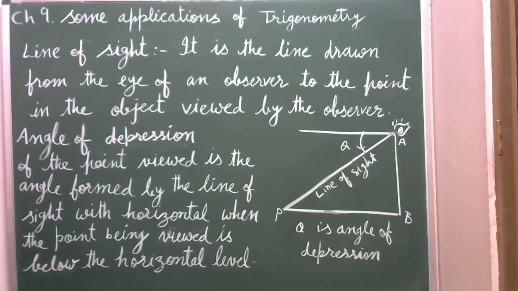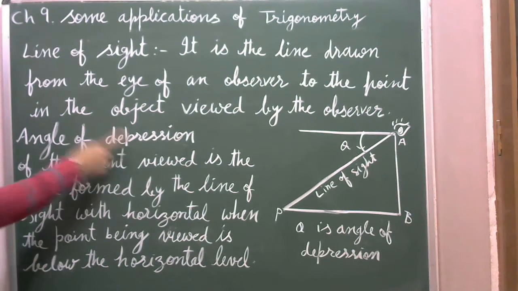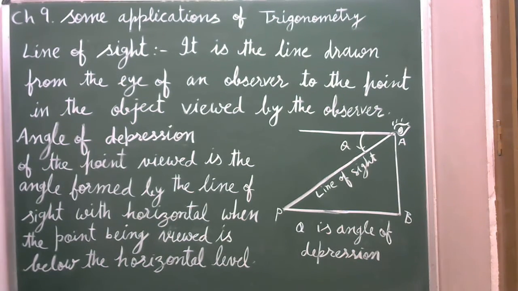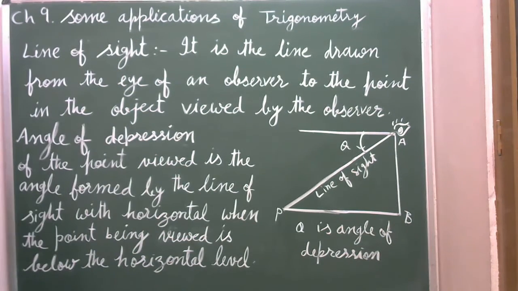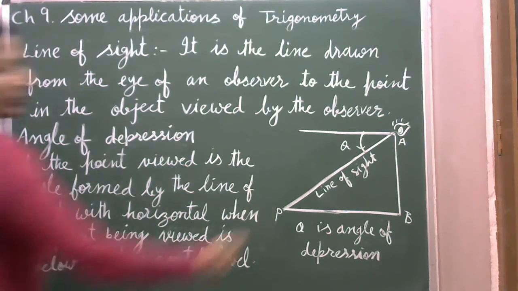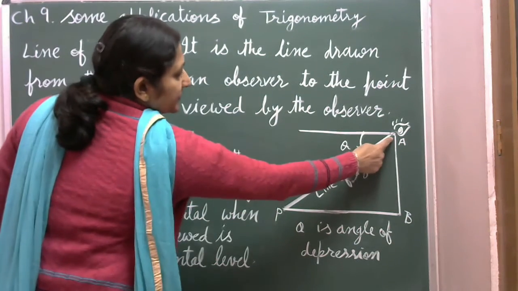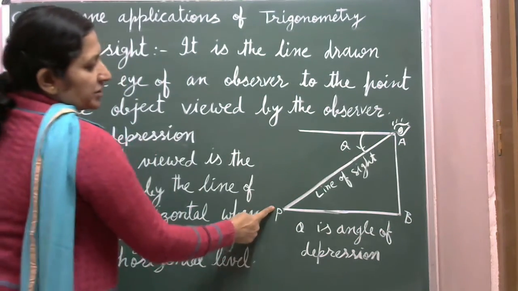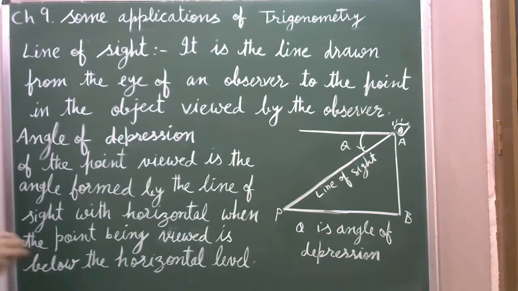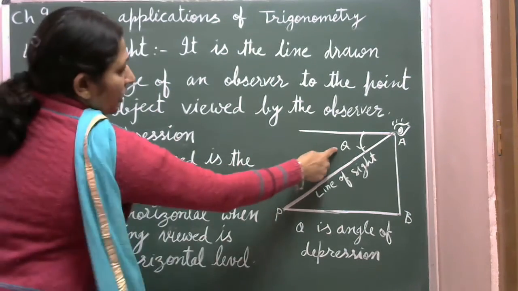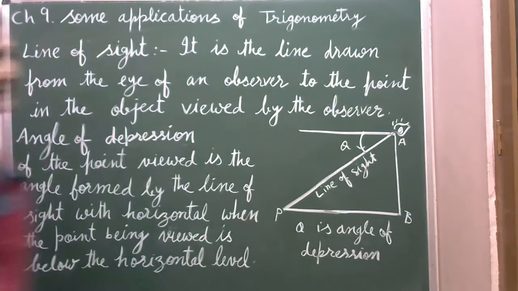Similarly, we can say the angle of depression of the point viewed is the angle formed by the line of sight with the horizontal when the point being observed is below. Here is the observer's eye and here is the object. The object is below and this is the horizontal plane. So here theta is the angle of depression and this is the line of sight.